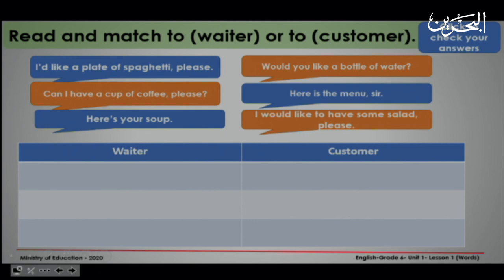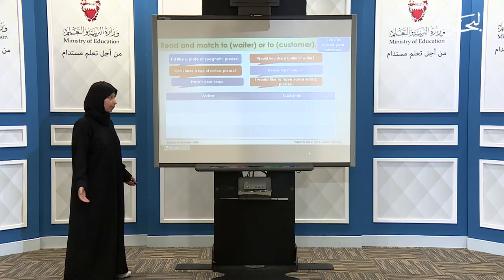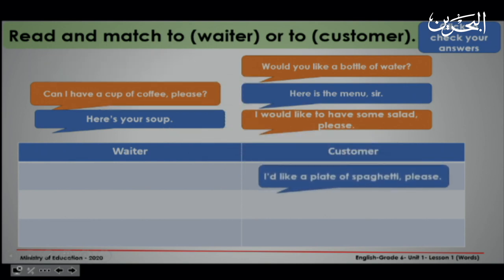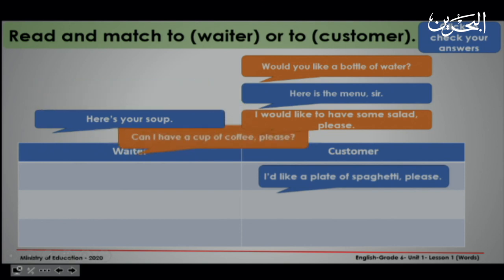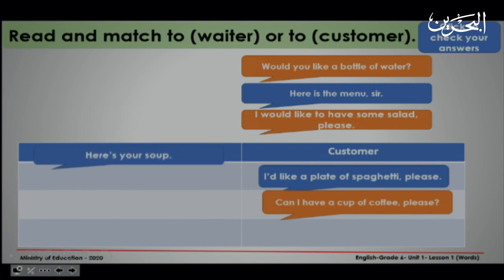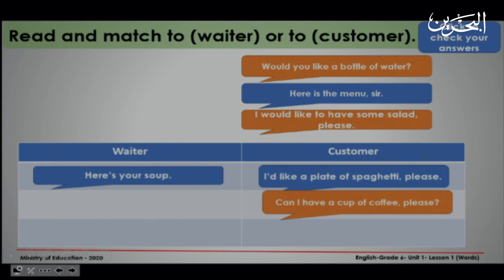Now, let's check our answers. I'd like a plate of spaghetti, please. This is the customer. Can I have a cup of coffee, please? This is also the customer. Here's your soup. This is the waiter. Would you like a bottle of water?